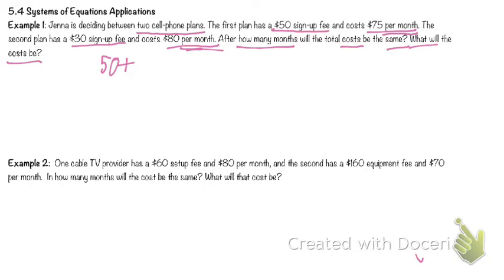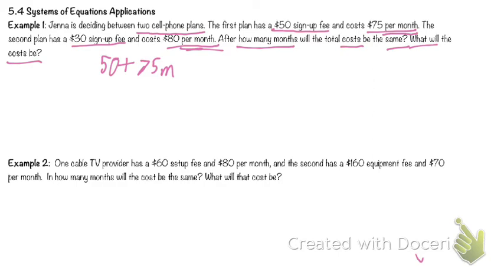$75. It's a $50 sign-up fee and $75 how often? Per month. So is it a one-time fee of $75? No. So it's not just going to be $75. It's going to be $75 each month, so we need a variable with that. What variable do you guys want to use for month? M, cool. So 50 plus 75M. We have 50 plus 75M so far.